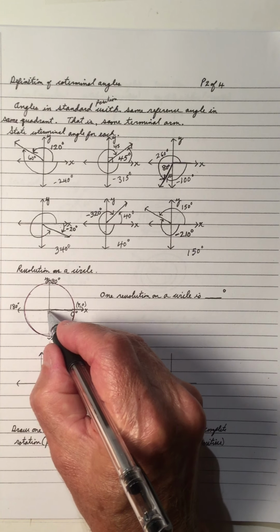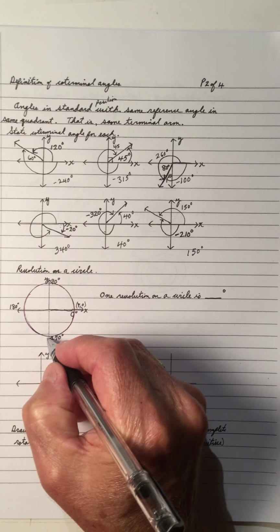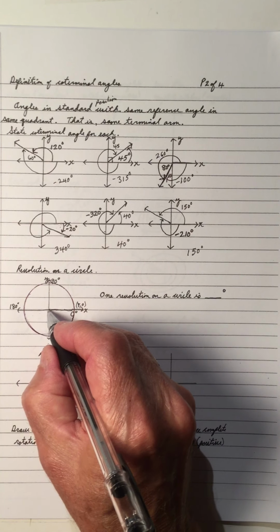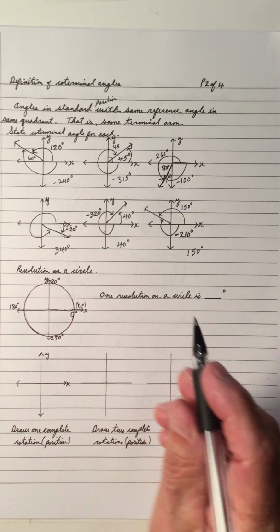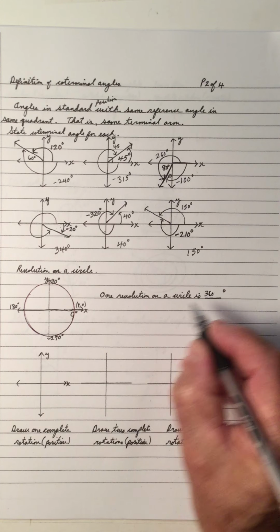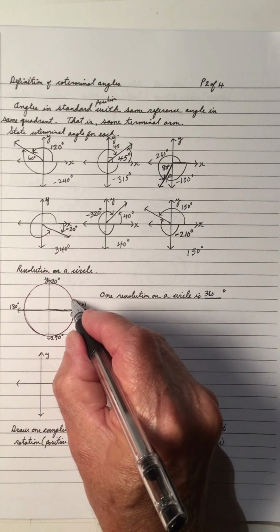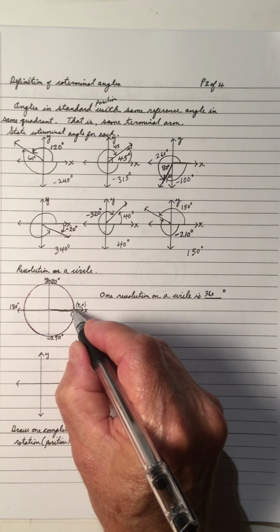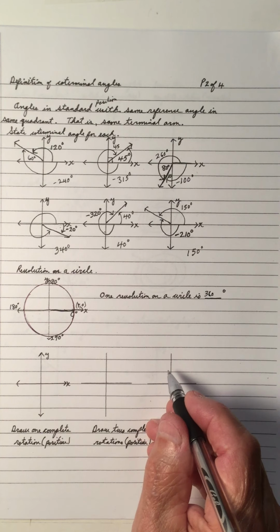This distance here is r, this distance here is r but negative. So the distance is r, but the point over here is -r, 0. One revolution on a circle is 360 degrees. So we go around the circle once. We leave right here in standard position and rotate once. 90, 180, 270, 360. We'll get a full rotation. One revolution is 360 degrees.